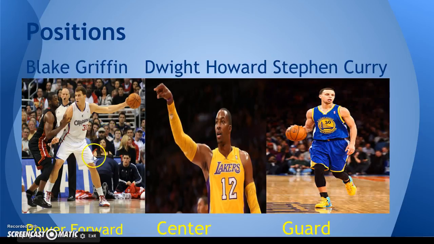Power forward is usually your second tallest player. Center is usually your biggest guy. He's usually rebounding. Same with the power forward. But there's other types of forwards too who are more generally shooting guards, but they can play both. And then your point guard right here, this is Stephen Curry. He's usually your best ball handler. So he brings up the ball.